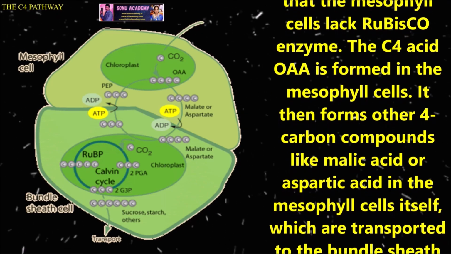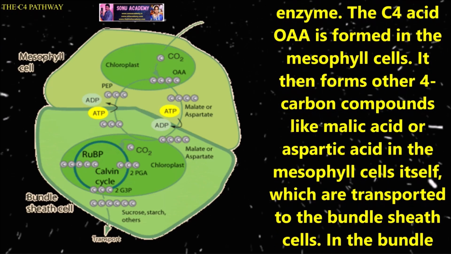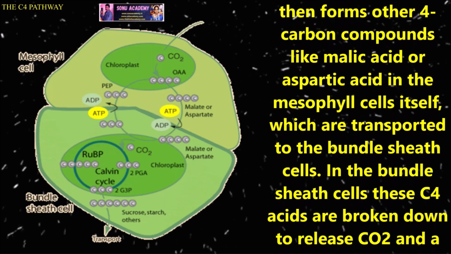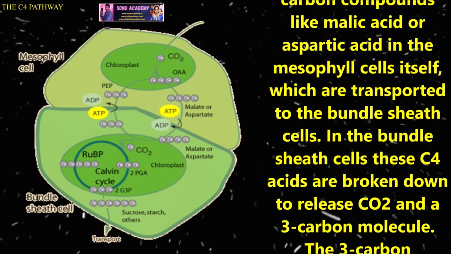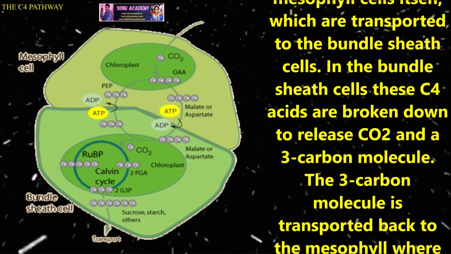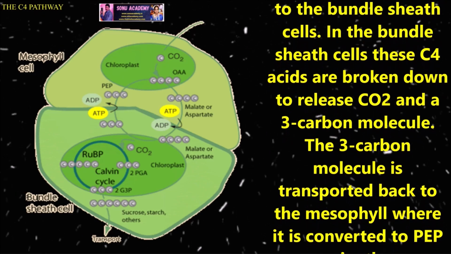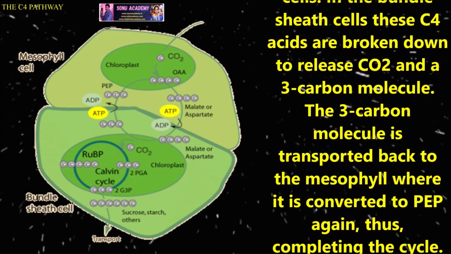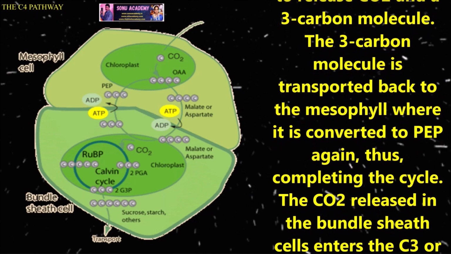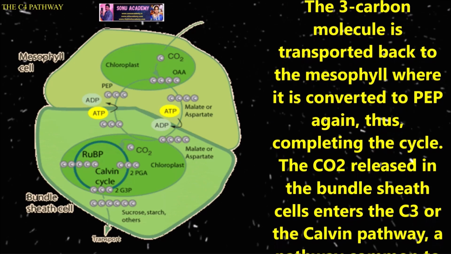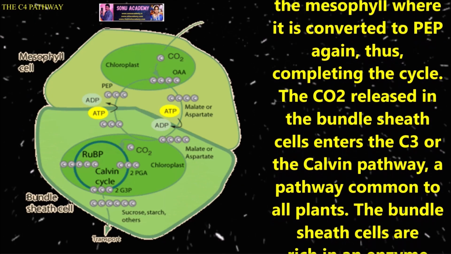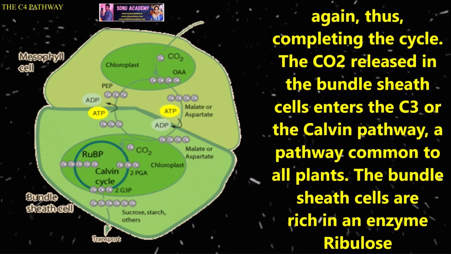The C4 acid OAA is formed in the mesophyll cells. It then forms other 4-carbon compounds like malic acid and aspartic acid in the mesophyll cells itself, which are transported to the bundle sheath cells. In the bundle sheath cells, these C4 acids are broken down to release CO2 and 3-carbon molecules. The 3-carbon molecule is transported back to the mesophyll where it is converted to PEP again, thus completing the cycle.